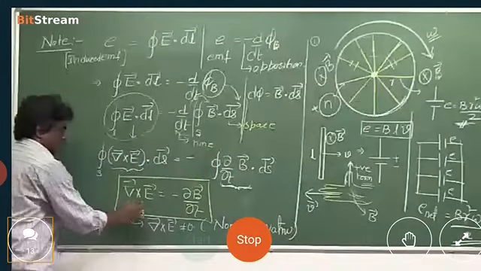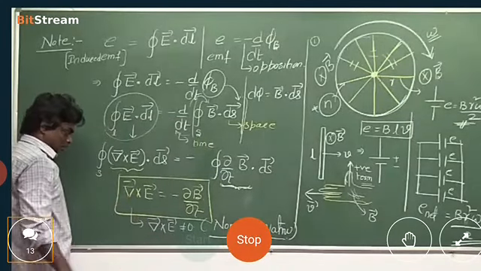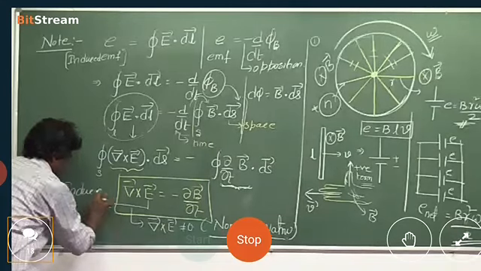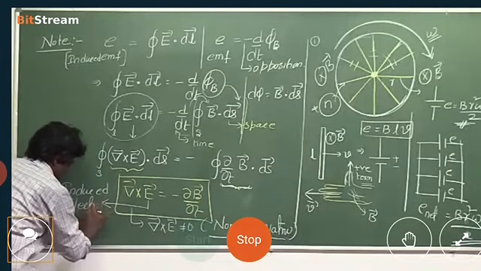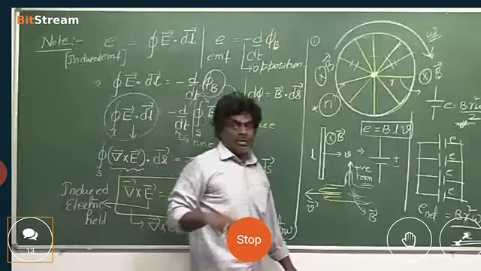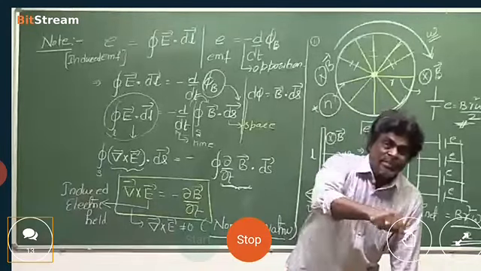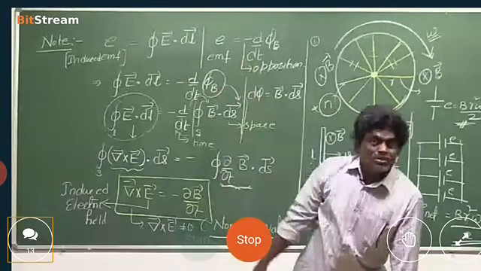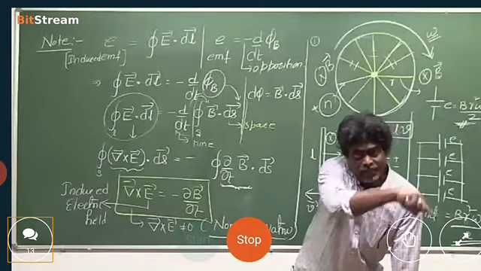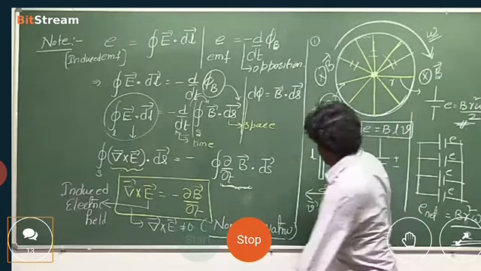So what is your conclusion? This electric field is conservative or non-conservative? Non-conservative. Which field is it? Induced electric field. So once you go to Maxwell's equations, remember two types of electric fields will be there. One is the electrostatic field, another is the induced electric field. Induced electric field is non-conservative and electrostatic field is a conservative field. Hope you got it.